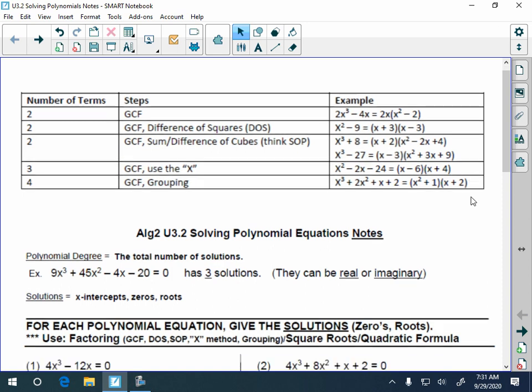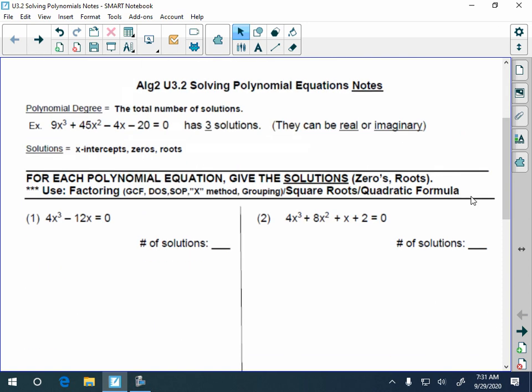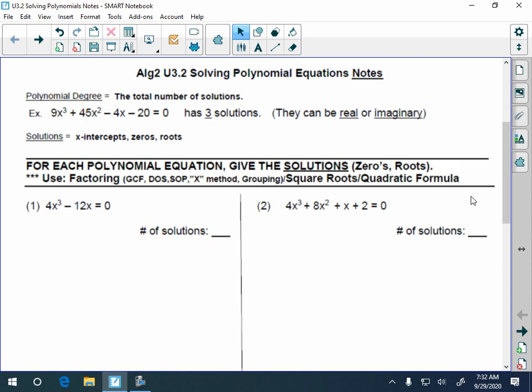All right, so now we're going to get into solving. Just like in Unit 2 with the quadratics, once we factor, we want to go ahead and try to solve it. And we could use square roots, we could use quadratic formula, just like in Unit 2, that stuff can come back into play now. All right, so we talked about the degree of a polynomial, and that's going to always equal the total number of solutions that a polynomial has.